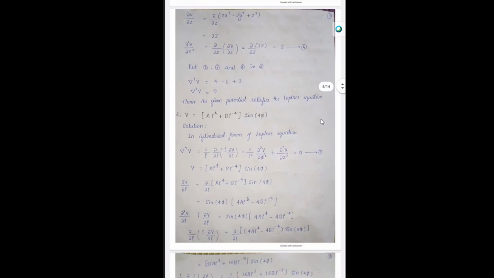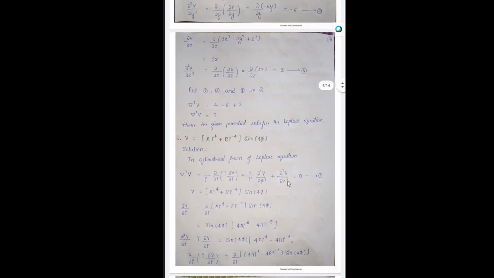So rho power 4 inside the bracket differentiation is 4 rho cube. Already 4a is there, so it becomes 16a rho cube, plus the second term, rho power minus 4. Its derivative is minus 4 rho power minus 5. So if you multiply, you get plus 16b rho power minus 5, and sine 4 phi is constant. Then after finding this derivative, you need to multiply by 1 by rho, or divide by rho, on both the sides.